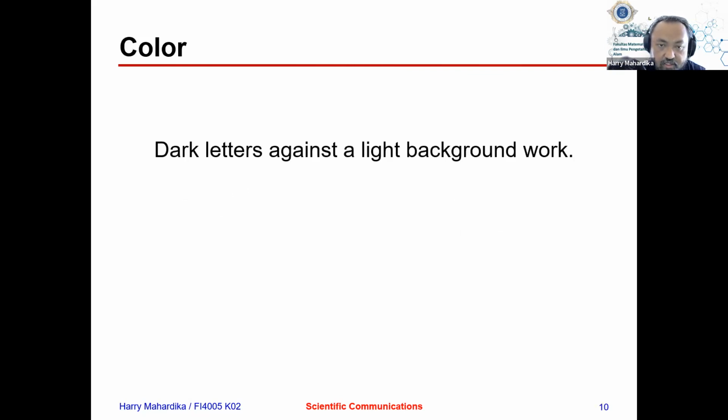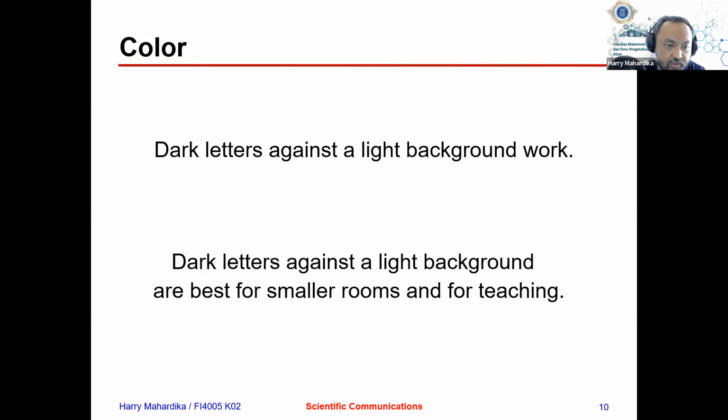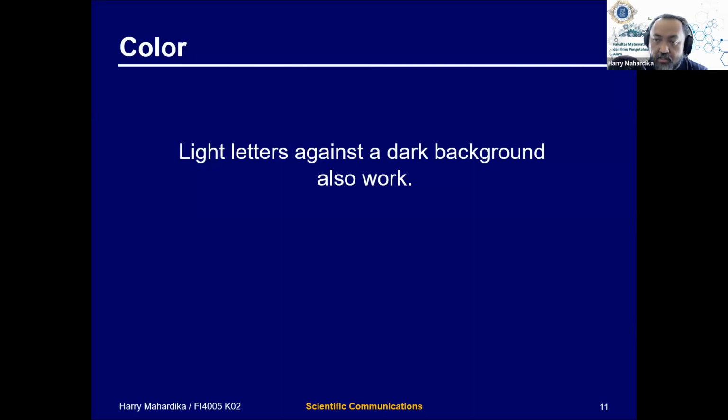And then color. Okay, dark letters against a light background are best for a small room or for teaching. So for occasions such as lecturing or a small meeting, the best choice based on this lecture note is that you use a white background and black fonts. However, the opposite also works, but you need to use it in a different setting.